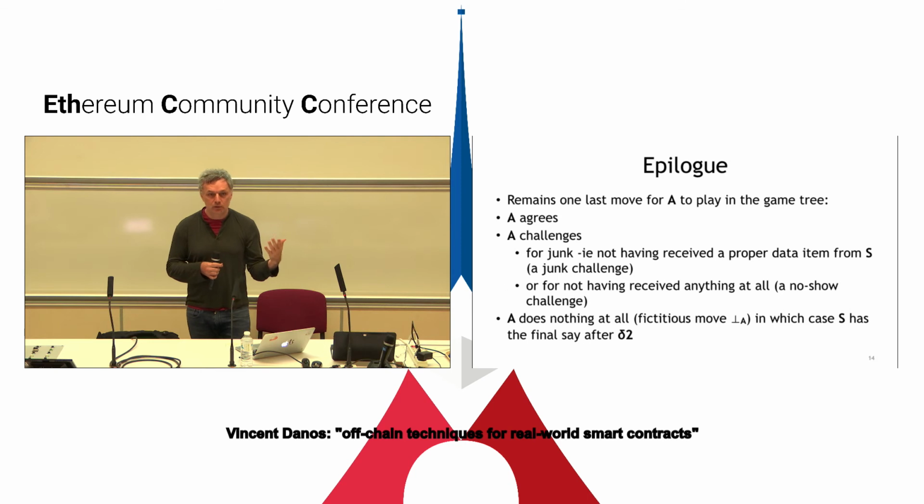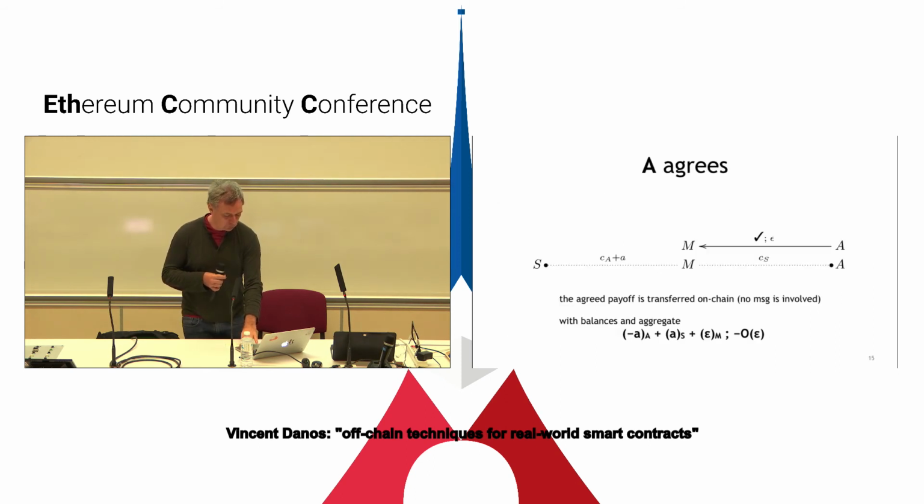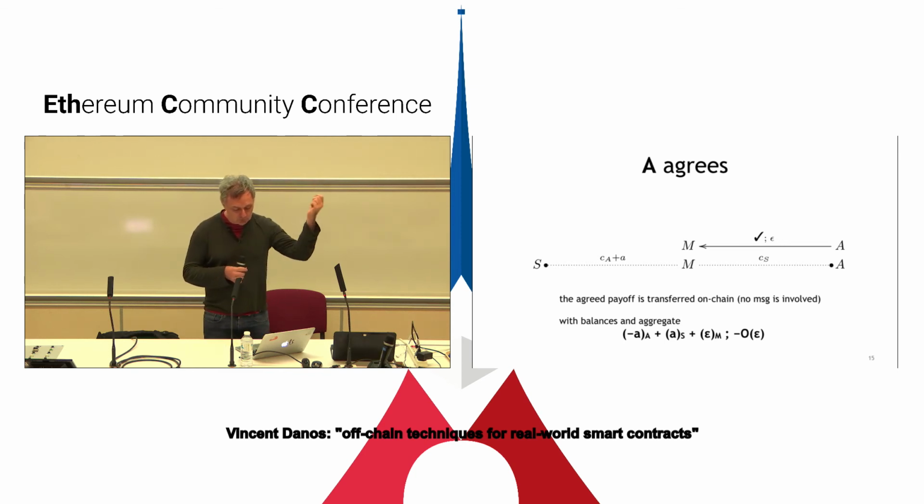And this is why the timeout delta 2 is in place, which will entitle S to get the money after delta 2 blocks have elapsed. So let's look at them one by one. So this is A agreeing, and you send this thing, I agree, and then the reaction of the mother contract is to transfer the funds. So you give back the provisions to both players.